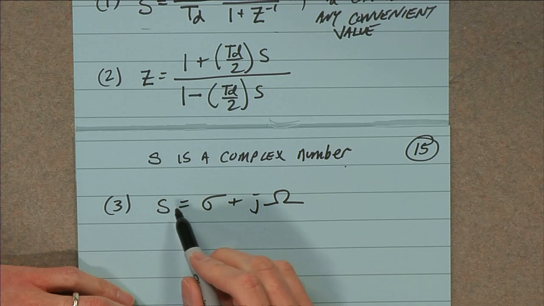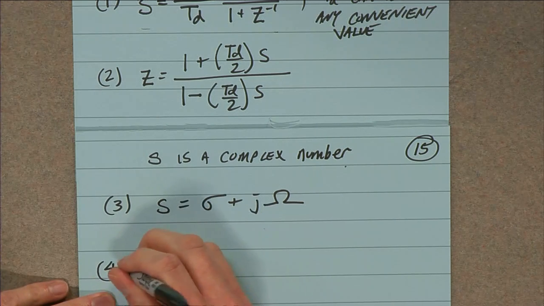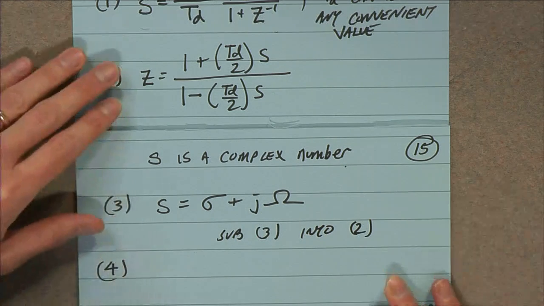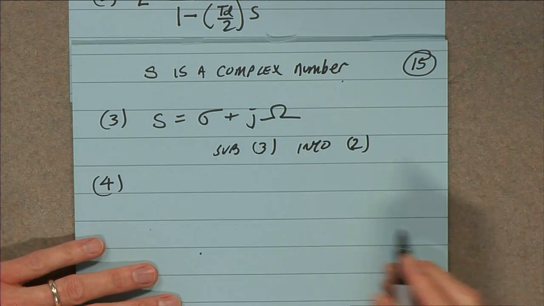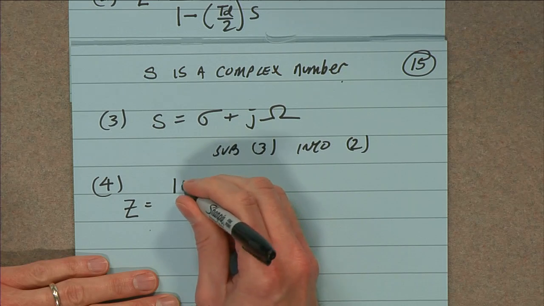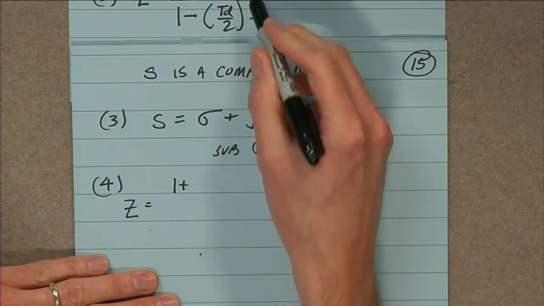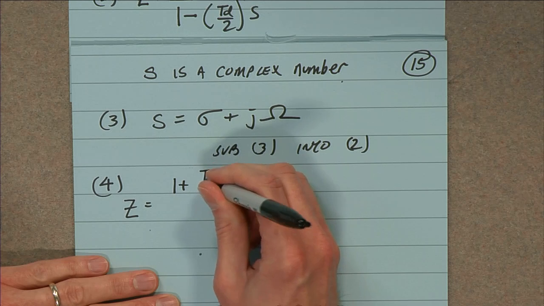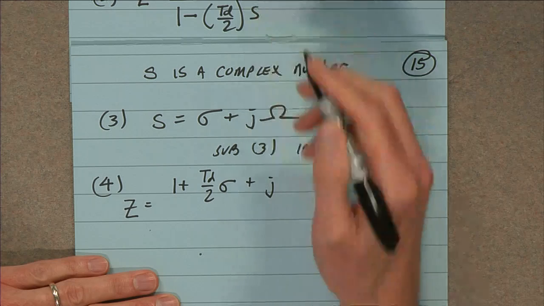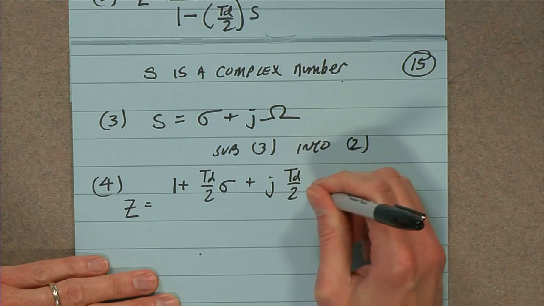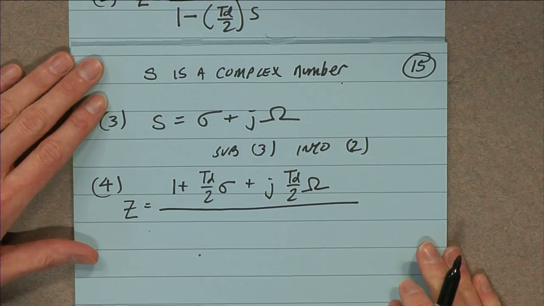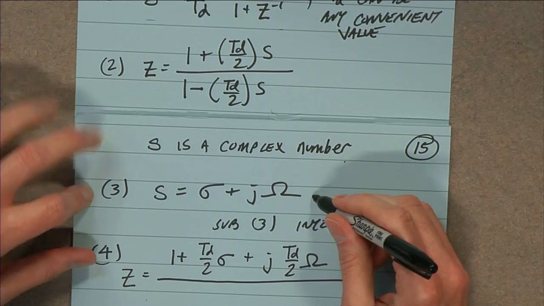So if we substitute 3 into 2, I'll make a note, sub 3 into 2, we can see what this does. Now z is a little bit more complicated. If we plug those in there, we still end up with 1 plus, but now it's sigma times t sub d over 2. I want to write that as 2 sigma plus j omega, times t sub d. What do you mean by sub 3 into 2? Sub equation 3 into equation 2.